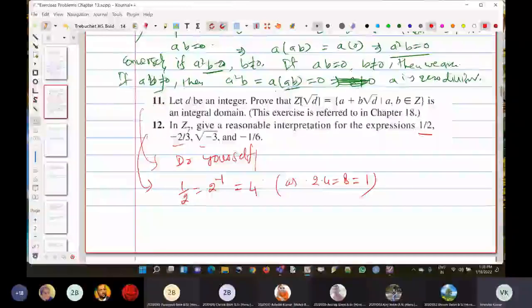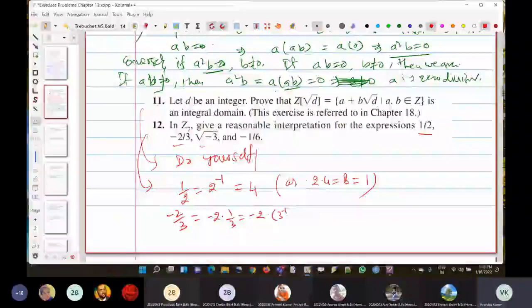For example, -2/3 also you can see. So how can you write? You can write negative 2 times 1/3, that is negative 2 times 3 inverse. So the inverse of 3 in Z7 is what? Which number? 4? 4 times 3 is 12, and 12 modulo 7 is not a unit. So 5.